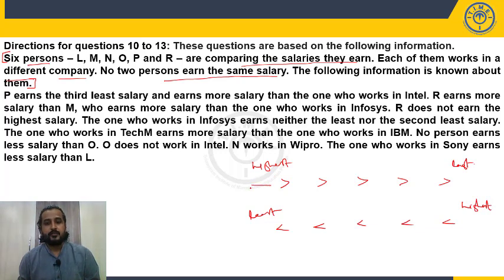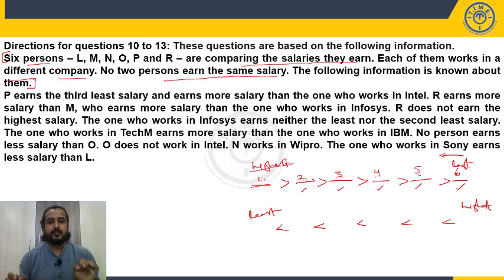We need to identify who earns the highest salary and works in which company, who earns the second highest, third highest, fourth highest, fifth highest, and the sixth highest salary, and in which company. That is what we are trying to identify. Or if I go in the other order, least, second least, and so on up to sixth least, which is nothing but highest. This will be my basic structure for solving this kind of question.